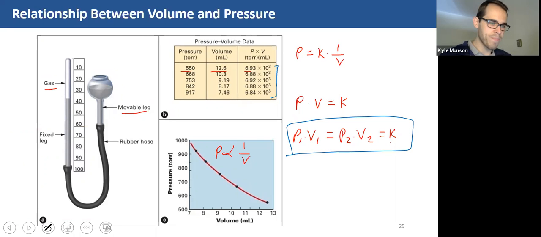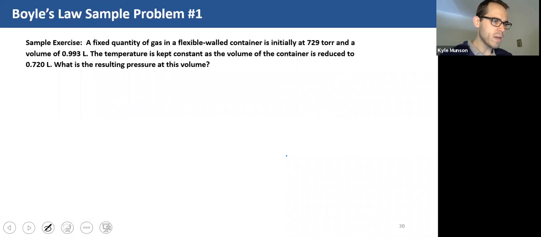So let's do that. A fixed quantity of gas in a flexible walled container is initially at 729 torr and a volume of 0.993 liters. The temperature is kept constant as the volume of the container is reduced to 0.720 liters. What is the resulting pressure at this volume? Okay, so similar to our last video, we want to be able to solve this equation for any variable. P1 V1 is equal to P2 V2.